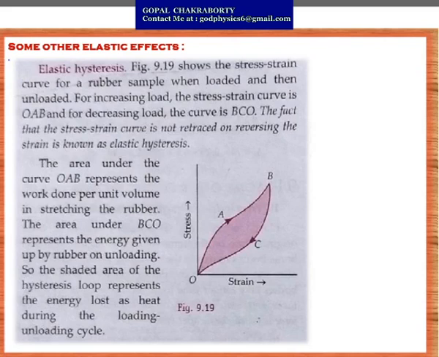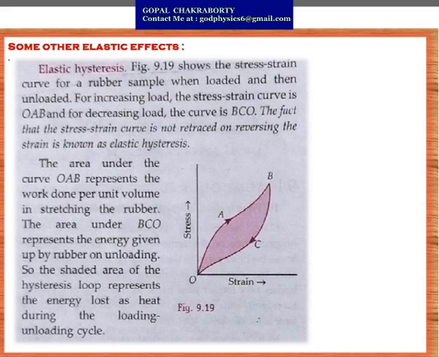Next one, that is elastic hysteresis. This figure shows the stress strain graph for a rubber sample when loaded and then unloaded. For increasing load, the stress strain curve is OAB, and for decreasing load, the curve is BCO. That means the curve doesn't follow the same path when it comes back. So the fact that the stress strain curve is not retraced on reversing the strain is known as elastic hysteresis.